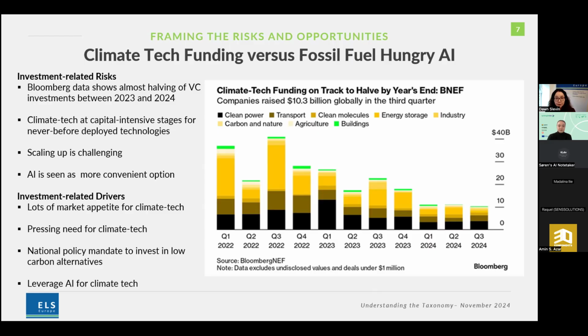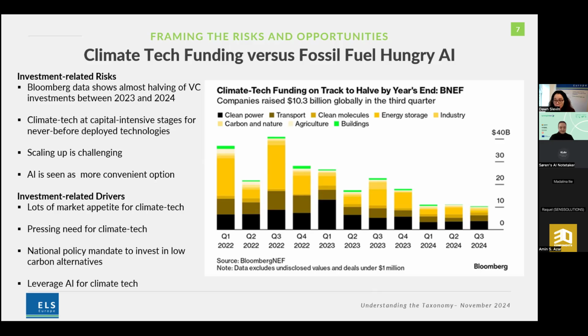Now, I want to give a little bit more context on that. From Bloomberg's reports, the reason cited that the investments in clean tech and climate tech companies have reduced is because they're moving into a very capital intensive stage for never before deployed technologies, and they are finding some scaling up of technologies to be challenging. And simply AI since 23 has been competing for VC investments. And whilst it requires build out and capital, it's not considered as technologically risky.